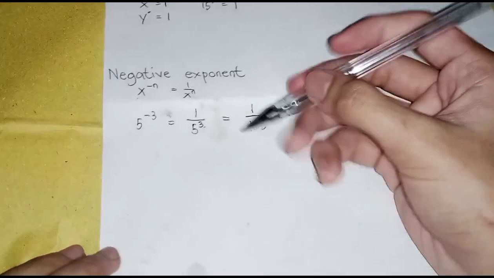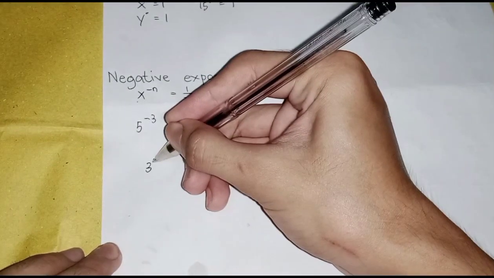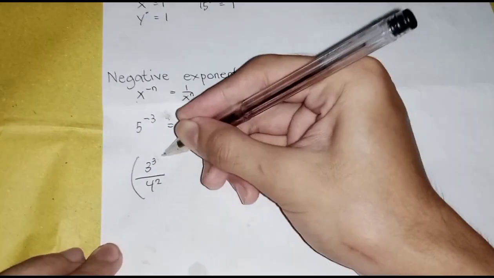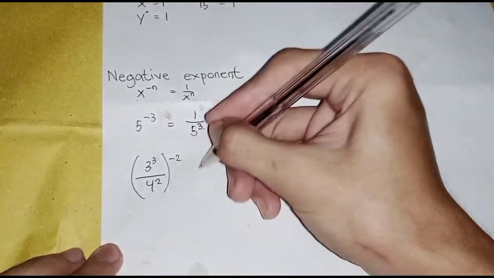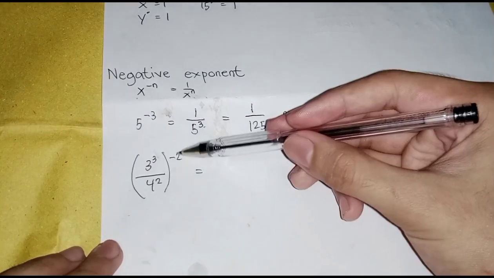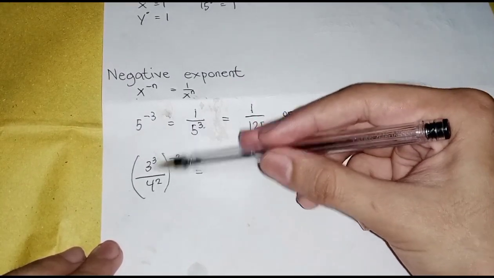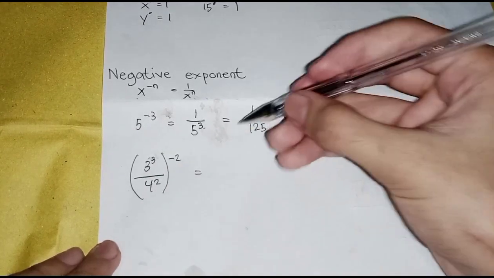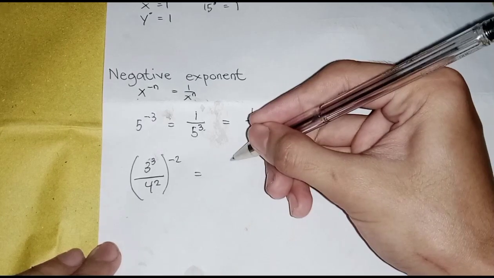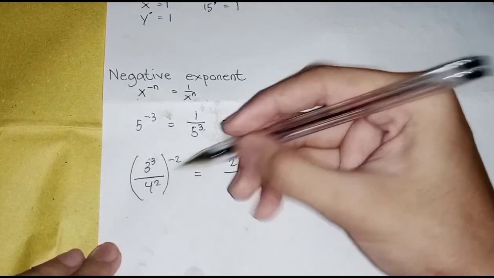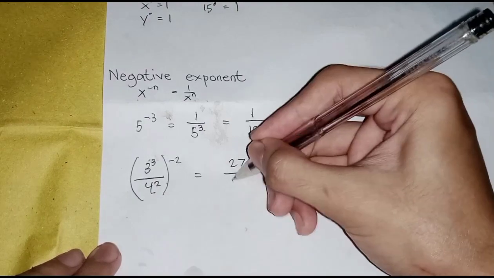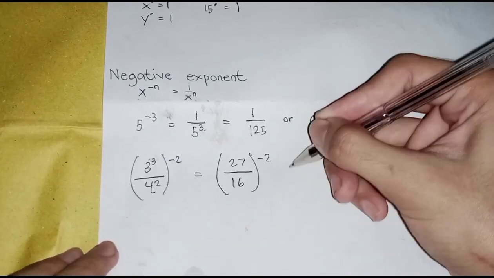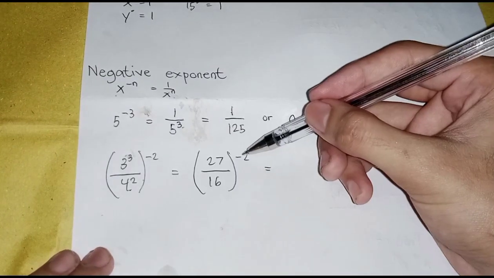So, example tayo sa 3 raised to 3 over 4 raised to 2, quantity raised to negative 2. So, paano yan? Uunahin muna natin ay ito. I-erase mo muna ito, dahil may parenthesis naman siya. Magiging 3 raised to 3 is equal to 27 over 4 raised to 2, that will be 16, opening parenthesis raised to negative 2. Yan, saka mo siya i-exponent.